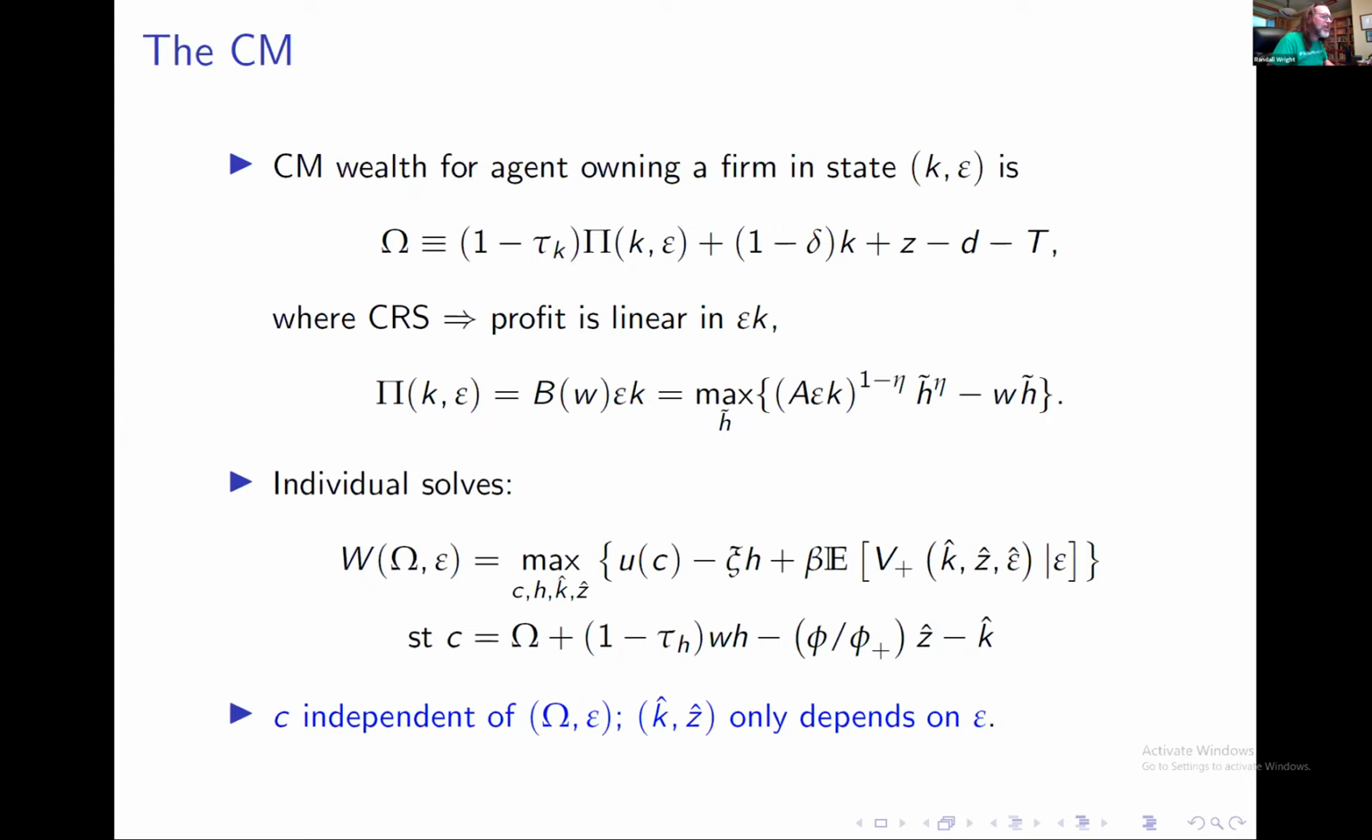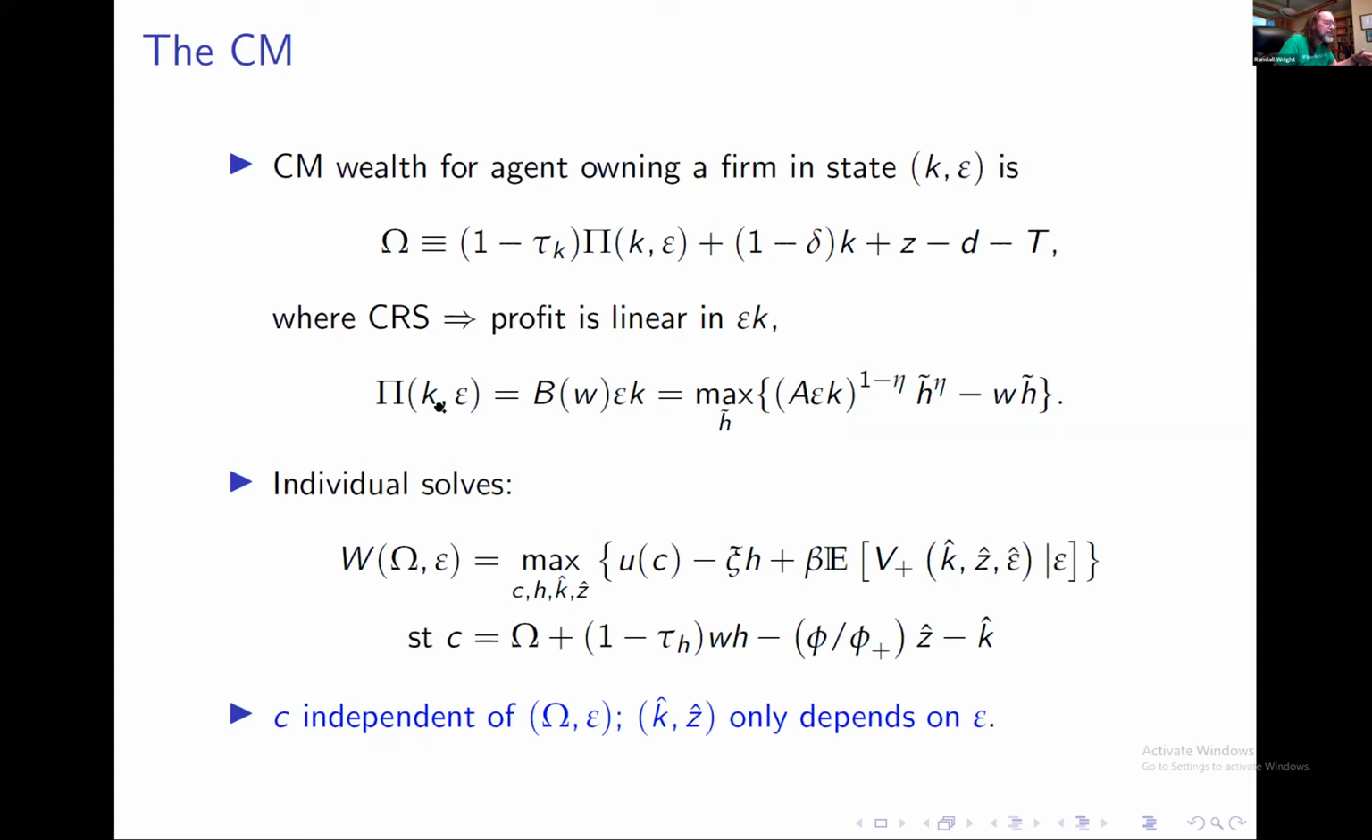Here's the model. Here's wealth for an agent. There's taxes on capital earnings or profits. There's profits. As in the growth model, you have your undepreciated capital, your real balances, you could have some debts, and you have taxes. Interestingly, in this setup, constant returns to scale tell us that profit is linear in effective capital, your idiosyncratic productivity shock times your individual firm capital holdings. And you get that by maximizing, in the centralized market, over labor.